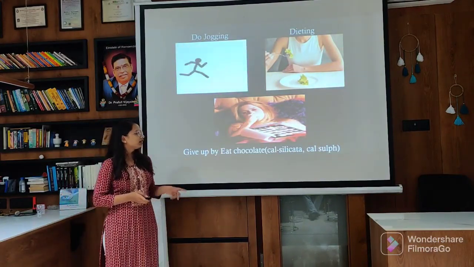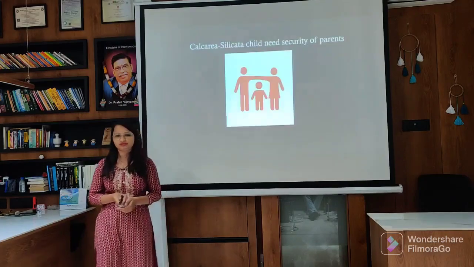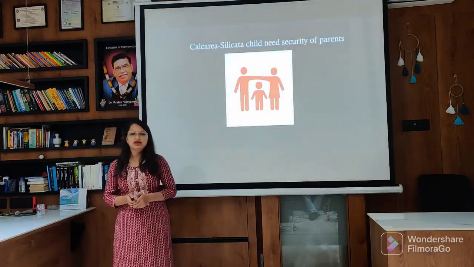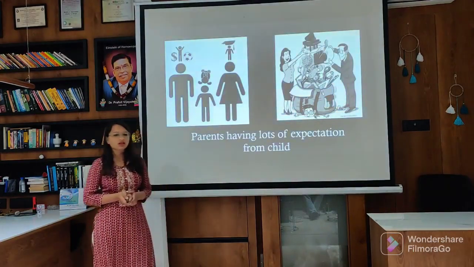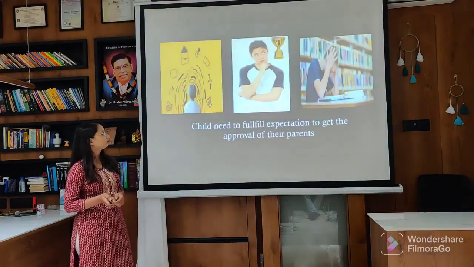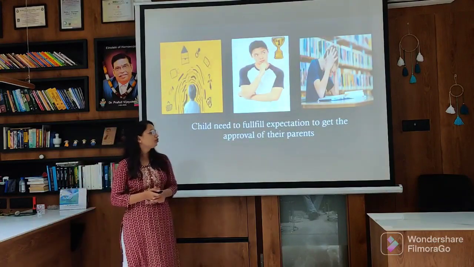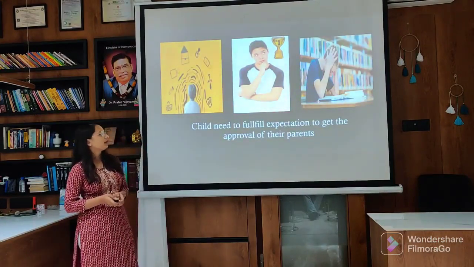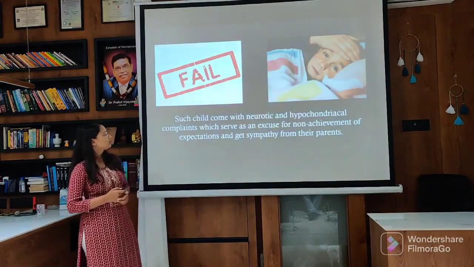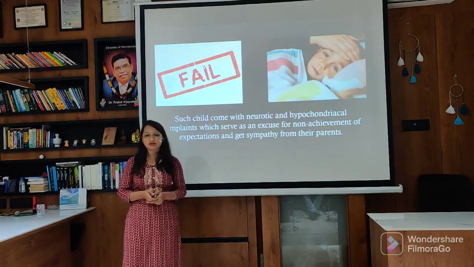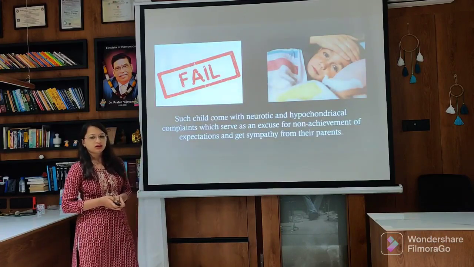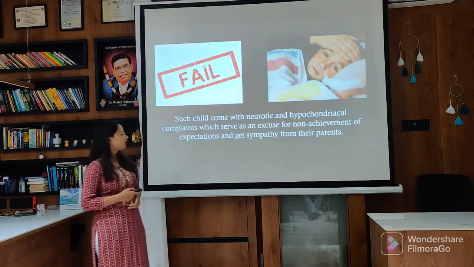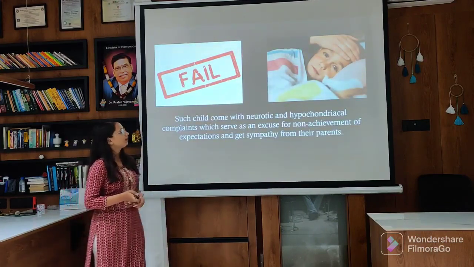There is also found in Calcarea cells. Calcarea silicata child needs security of their parents. Parents have lots of expectation from their child. Child needs to fulfill expectation to get approval of their parents. Such a child comes with neurotic or hypochondrial complaints, with such an excuse for non-achievement of the expectation, and gets the sympathy from their parents.